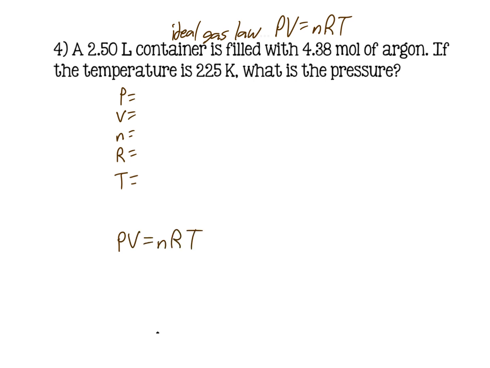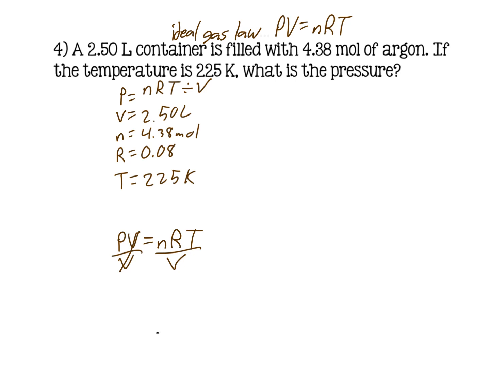Well, we are looking for the pressure, so we want to solve the ideal gas law for pressure. Let's rearrange the equation so that pressure is by itself. Then we have the pressure is equal to n times R times T divided by V. Our volume was 2.50 liters. Our number of moles was 4.38 moles, and our temperature was 225 Kelvin. Add to that, R is a constant, the ideal gas constant, which is 0.08206 liter atmospheres per mole Kelvin.